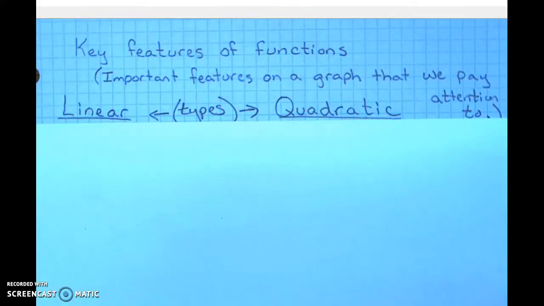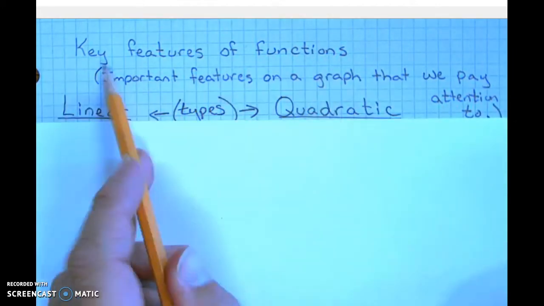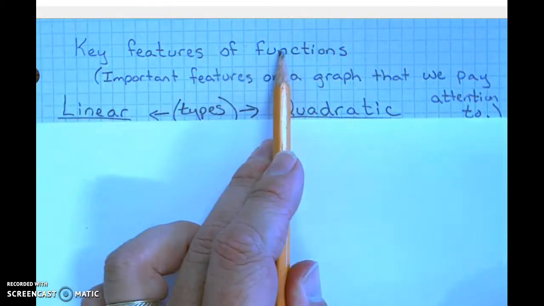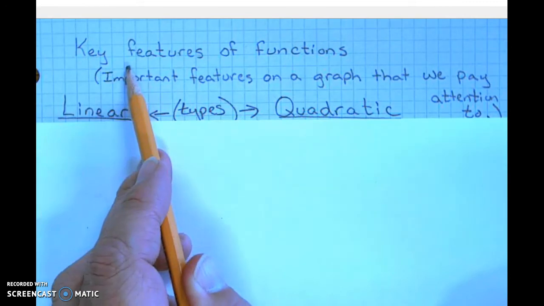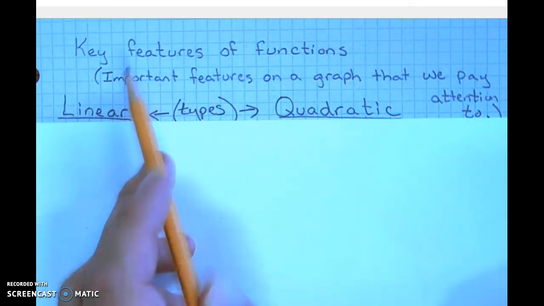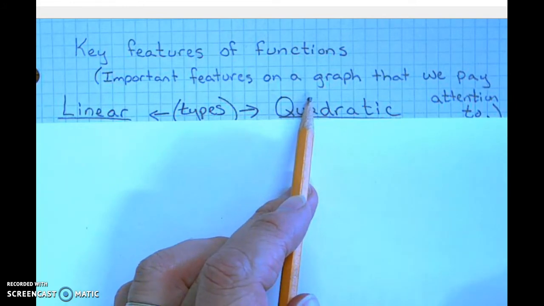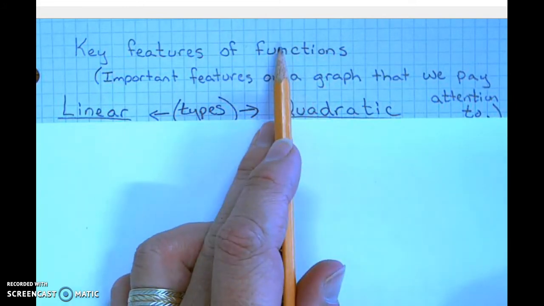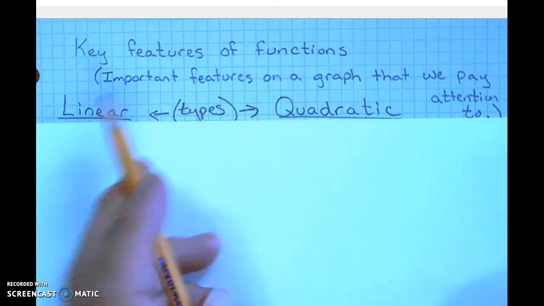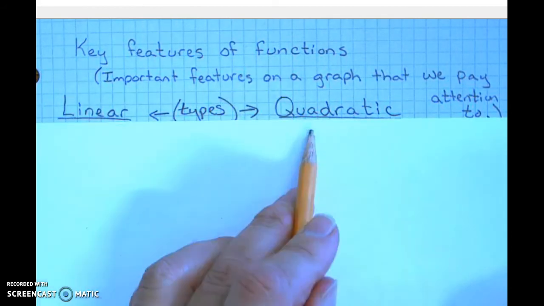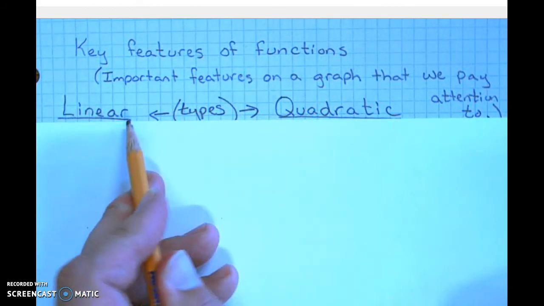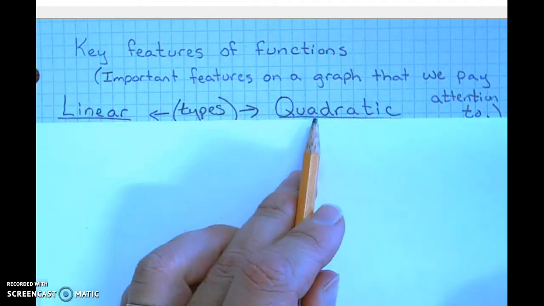All right, class, tonight's topic is key features of functions. Key features, first of all, means what are the important features on a graph that we pay attention to. And we're going to be looking at two functions tonight. The first function is linear and quadratic. These should be familiar from Algebra 1.